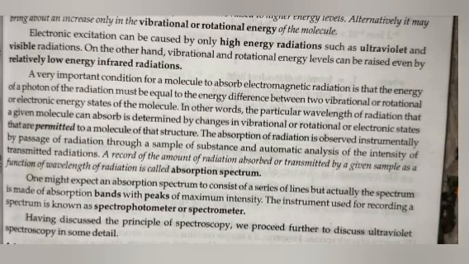Electronic excitation can be caused only by high energy radiation such as ultraviolet and visible radiation. On the other hand, vibrational and rotational energy levels can be raised even by relatively low energy infrared radiation. A very important condition for a molecule to absorb electromagnetic radiation is that the energy of a photon of the radiation must be equal to the energy difference between two vibrational, rotational or electronic energy states of the molecule. In other words, the particular wavelength of the radiation that a given molecule can absorb is determined by the change in vibrational, rotational or electronic states that is permitted to a molecule of that structure.